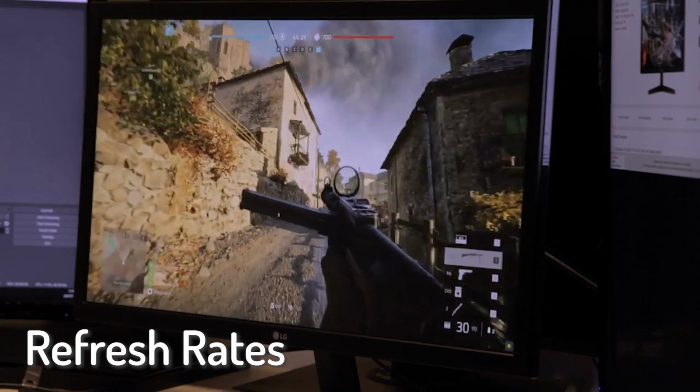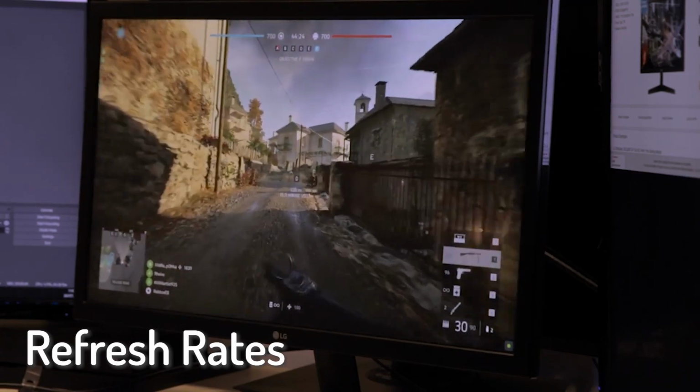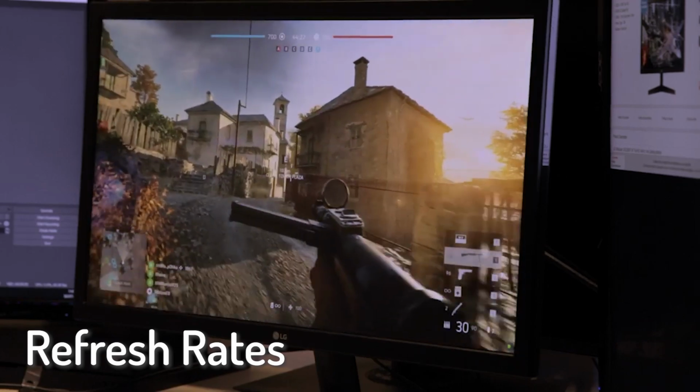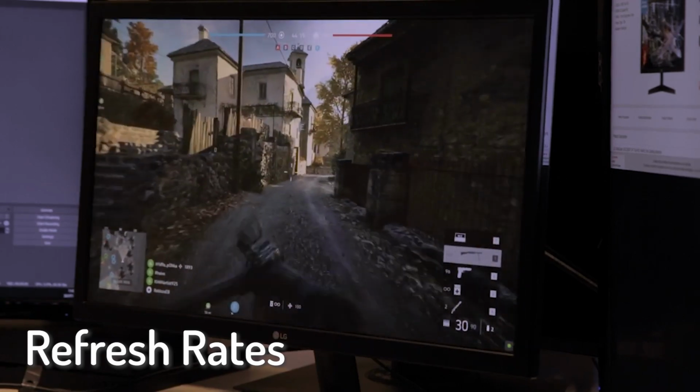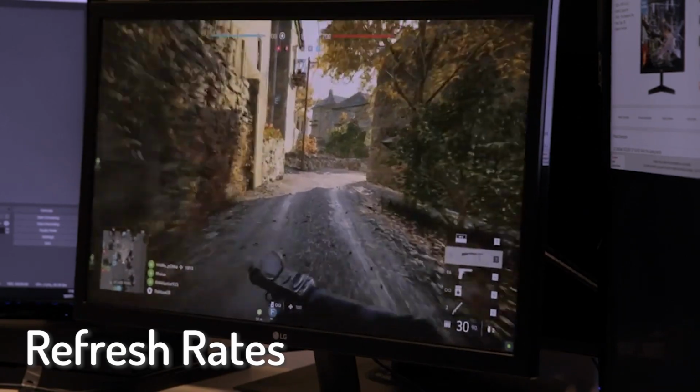So generally a higher refresh rate will make for a lot smoother experience, and you can notice this even just on your desktop when moving the cursor around. If you switch to 144 Hz on a monitor, you'll see the cursor is a lot smoother and there's less trailing behind it of the cursor image moving.